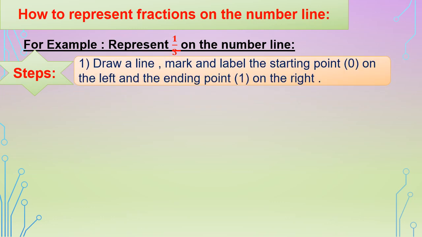Step number 1, draw a line or a straight line like this. Mark and label the starting point 0 on the left side and the ending point 1 on the right side. So, any straight line or any number line, its starting point is 0 on the left side and the ending point is 1 on the right side.